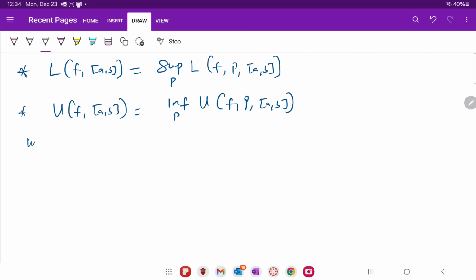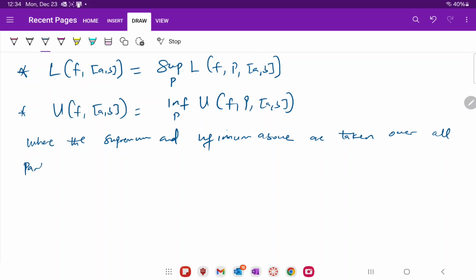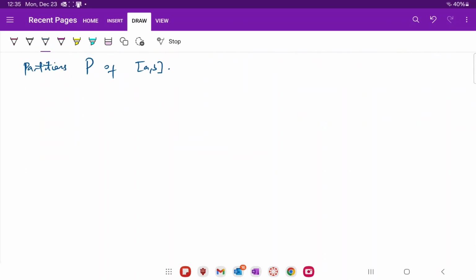Where the supremum and infimum above are taken over all partitions P of [a,b]. So in the definition above, we take the supremum over all partitions of the lower Riemann sum, and by taking that, we are able to approximate the function appropriately, and that will give us an accurate estimate of the area under the graph we are checking.